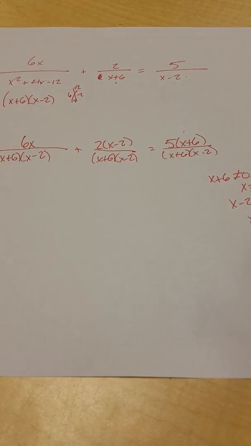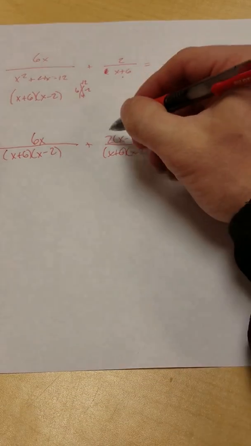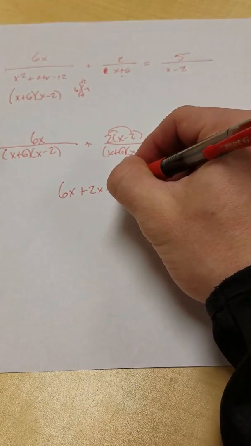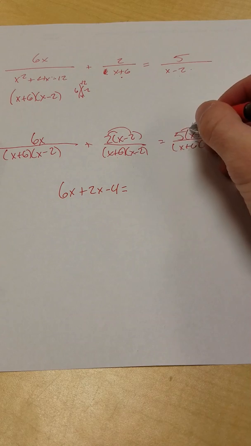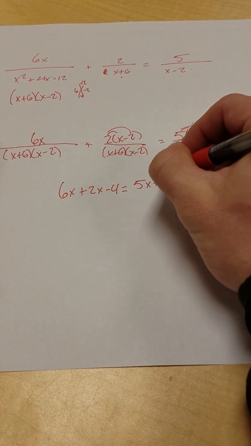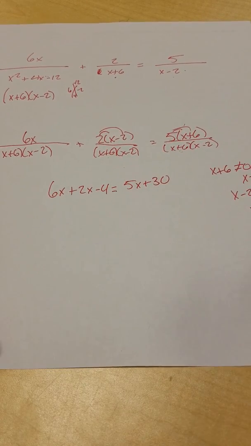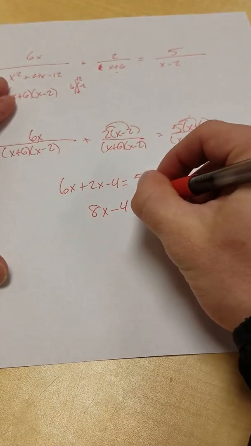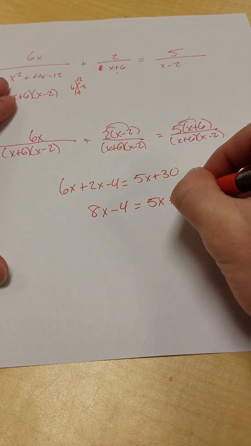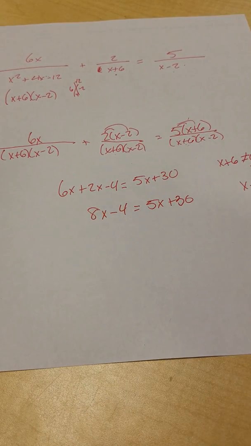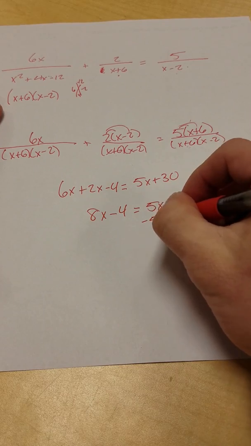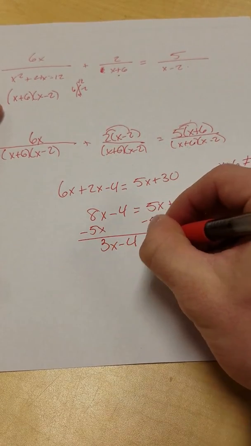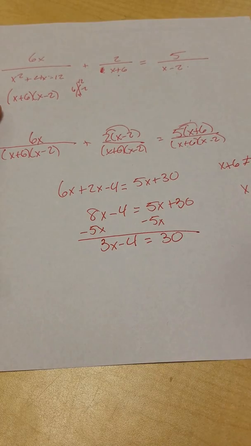So now once we've done that, we can just ignore the denominator and work with the numerator. Make sure you distribute. So 6x plus 2x minus 4 equals, distribute, 5x plus 30. Now it's just solving an equation. 6x and 2x make 8x minus 4 equals 5x plus 30. Get all the x's on one side, all the numbers on the other. So I'm going to subtract 5x. 3x minus 4 equals 30.